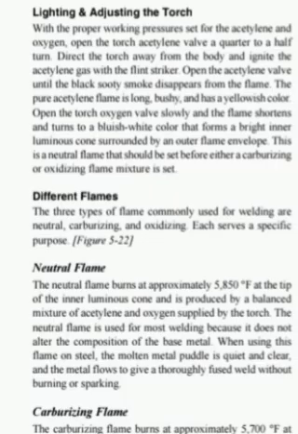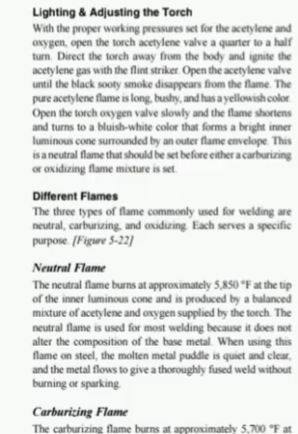Neutral flame. The neutral flame burns at approximately 5,850 degrees Fahrenheit at the tip of the inner luminous cone and is produced by a balanced mixture of acetylene and oxygen supplied by the torch. The neutral flame is used for most welding because it does not alter the composition of the base metal. When using this flame on steel, the molten metal puddle is quiet and clear, and the metal flows to give a thoroughly fused weld without burning or sparking.